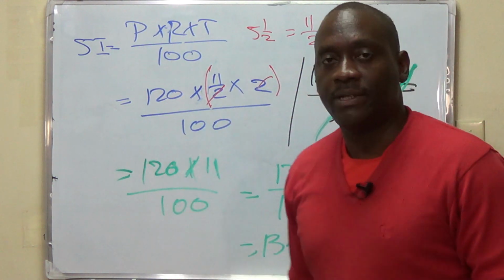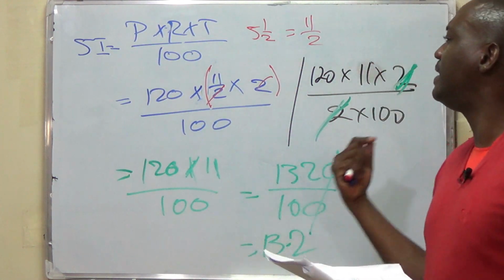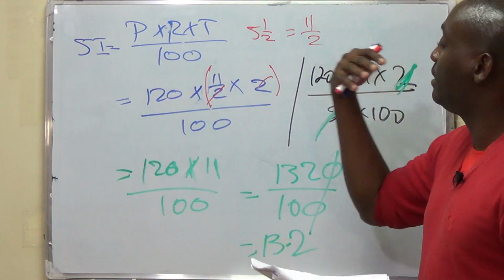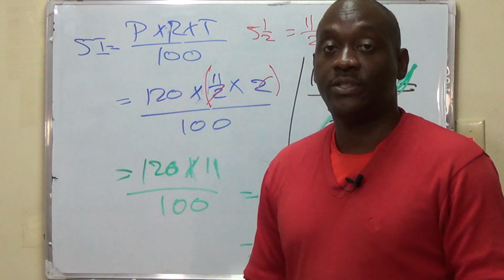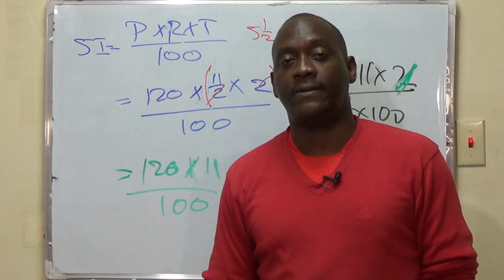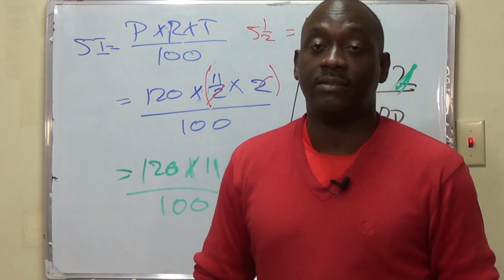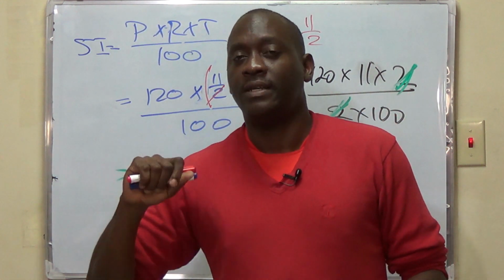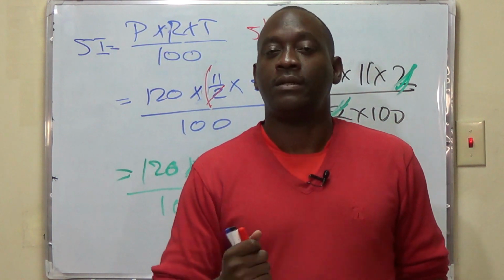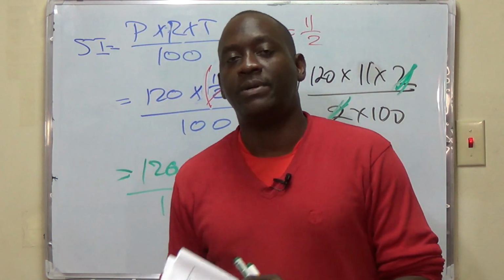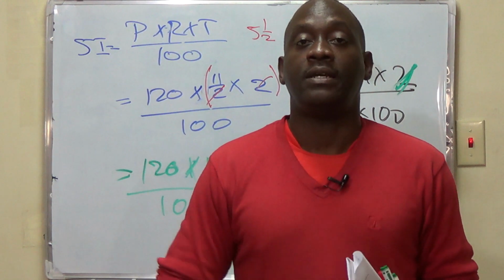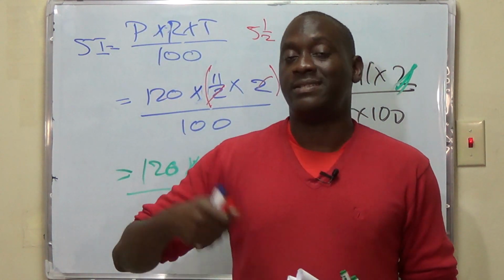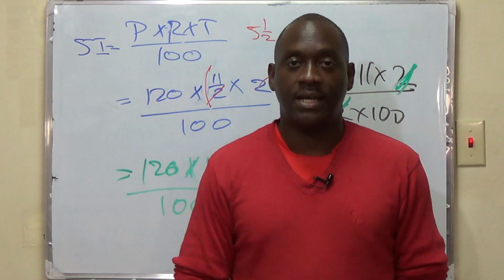If they had said 18 months, you'd have to do the same thing and change the time from 18 months to express it into years, which will be 1.5 years or 3 over 2 as an improper fraction, etc. So keep your eyes open for that. Sometimes they twist the question a little bit by simply expressing the time in months instead of years. In that case, if it happens, then you change the months to years and you proceed as normal.